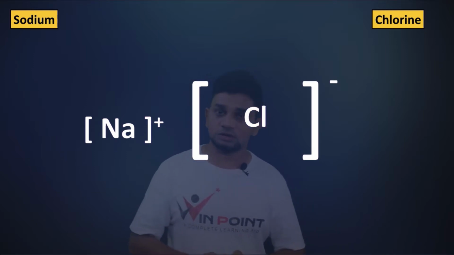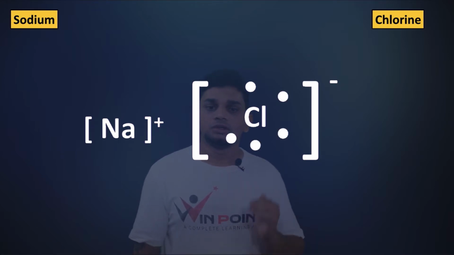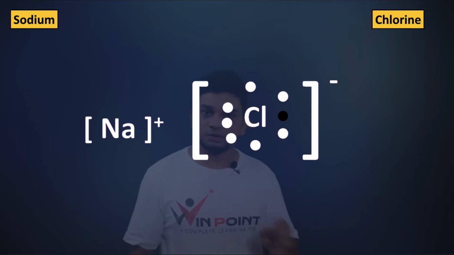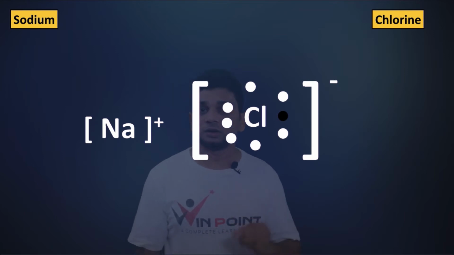We are going to draw the dot structure. 1, 2, 3, 4, 5, 6, 7, 8. The 8th electron is from sodium. That's why the color is different. This method is known as electron dot structure.